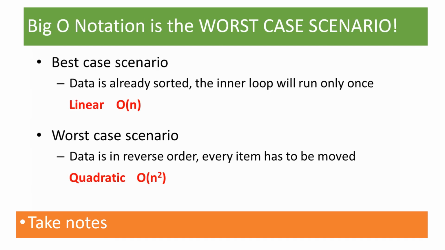So when we think of the bubble sort, the best case scenario is actually linear, where all the data items are already in the correct order. But we're only interested in the worst case scenario. Let's say data is in the reverse order and every item has to be moved. That gives us quadratic still, O n squared.